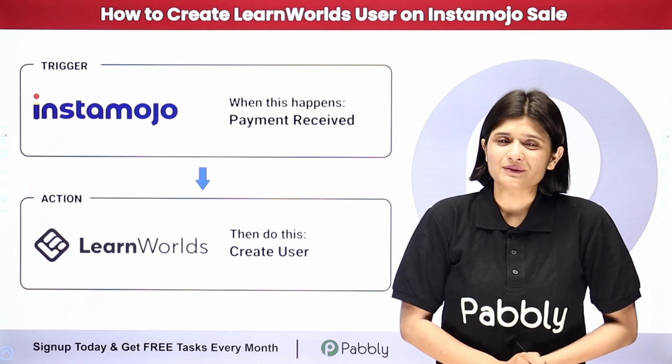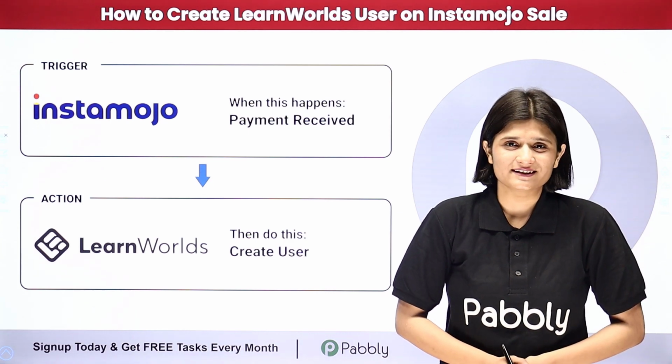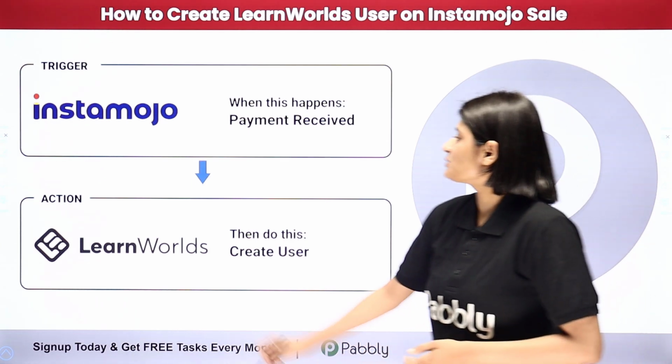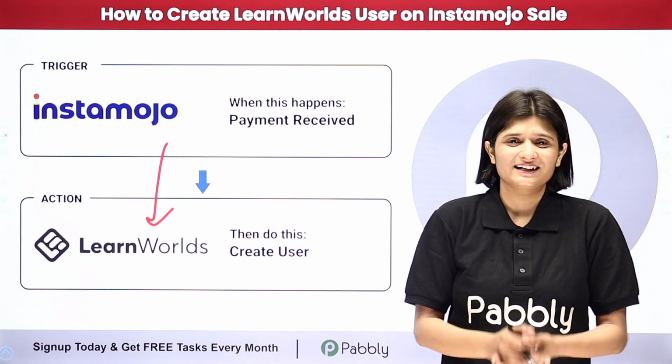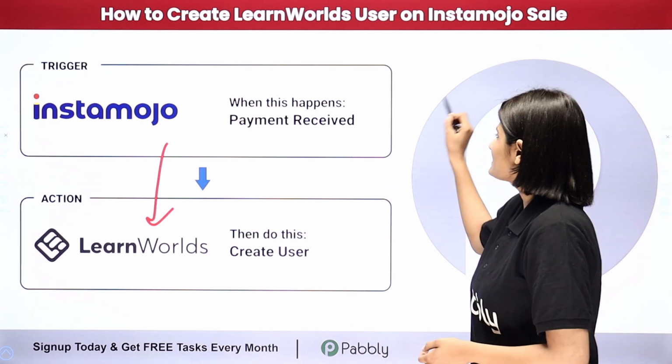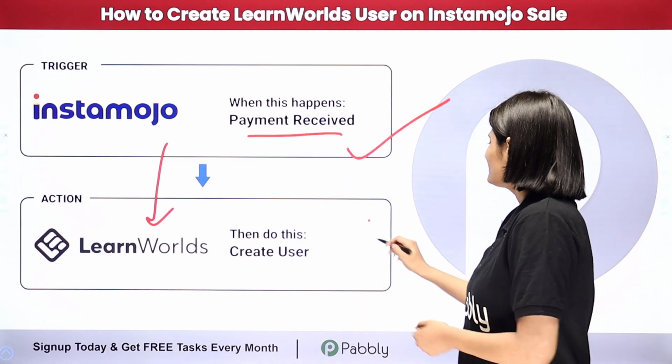Pably Connect is an amazing automation and integration software which requires no coding or programming skills. Here I just need to build a connection between Instamojo and LearnWorlds. With the help of Pably Connect, I am going to build this connection in such a way that whenever I receive a new payment in my Instamojo, a user will be automatically created in my LearnWorlds account.